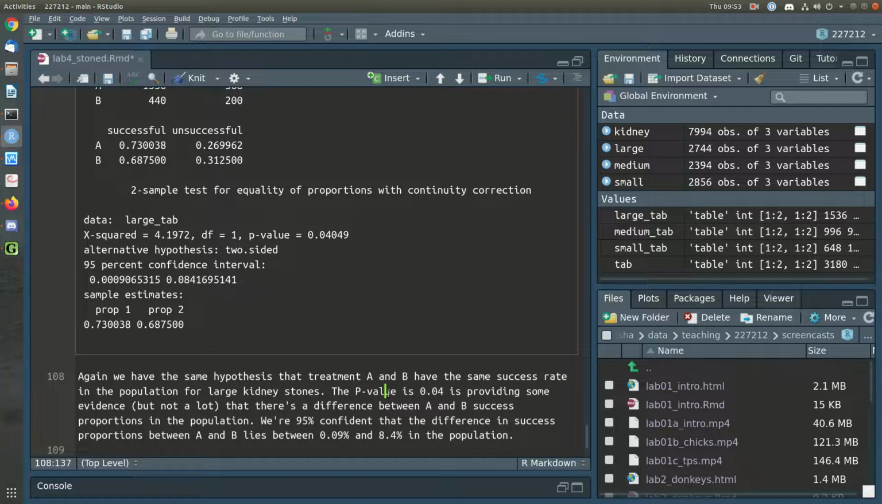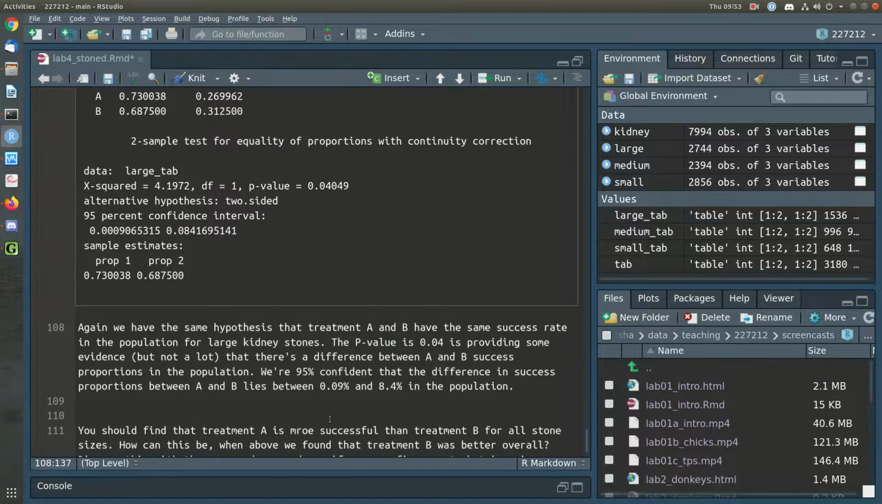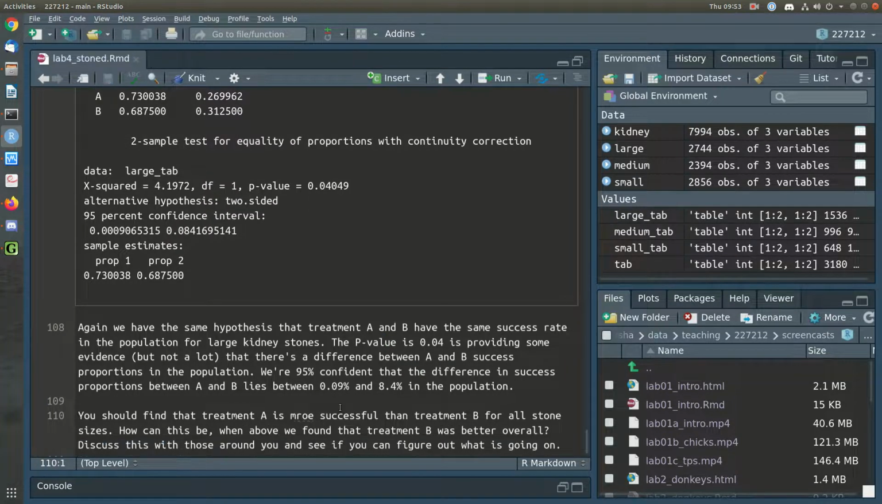right? So that's suggesting to us that it could have been chance, but we've got reasonably lucky here. This is like 1 in 25. So we've got lucky, but not super lucky, right? So this might just be due to chance. There's some evidence, but not lots. Okay.